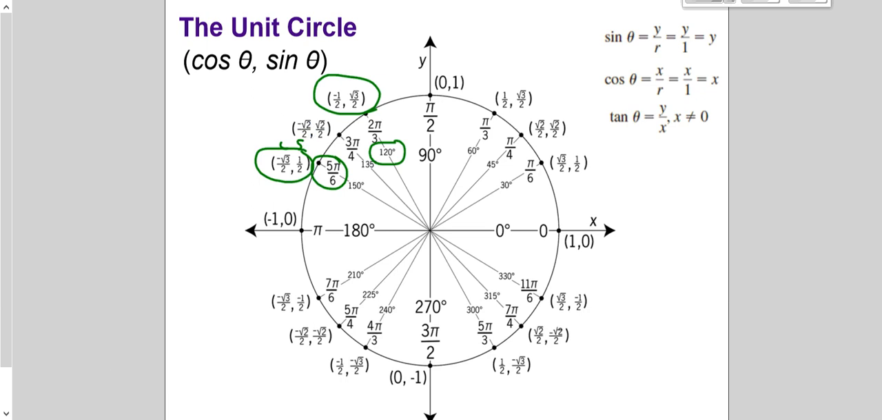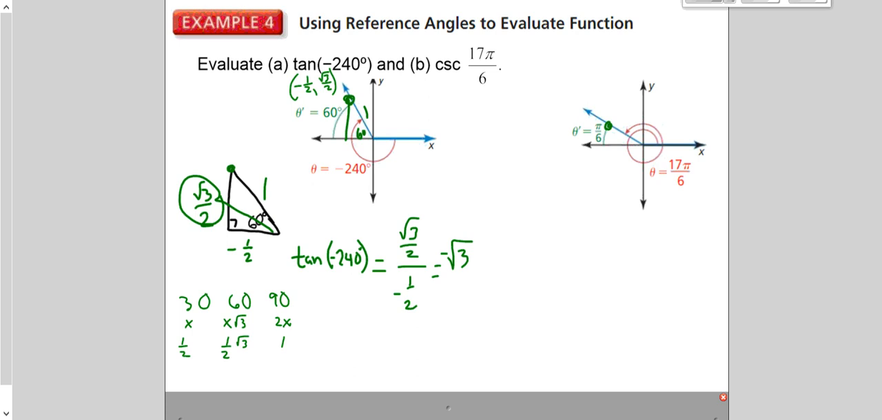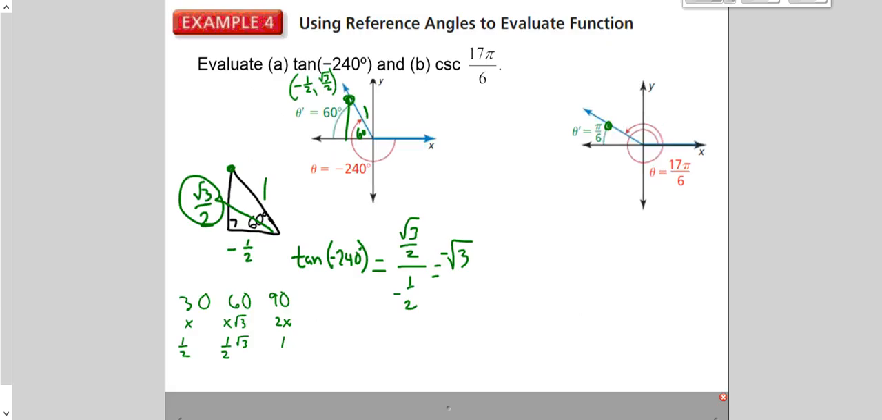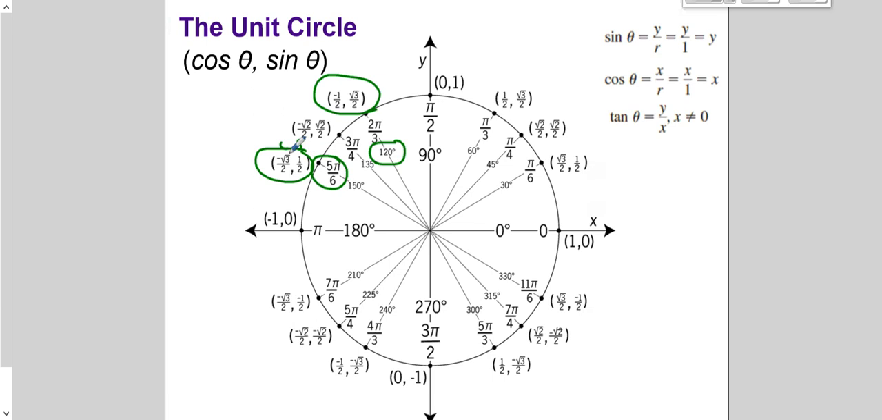But we need cosecant. Cosecant is the reciprocal of which one? Reciprocal of sine, yes. So cosecant of 17 pi over 6. To do that, we're going to find the sine of 5 pi over 6. What was it? The sine of 5 pi over 6 was 1/2.